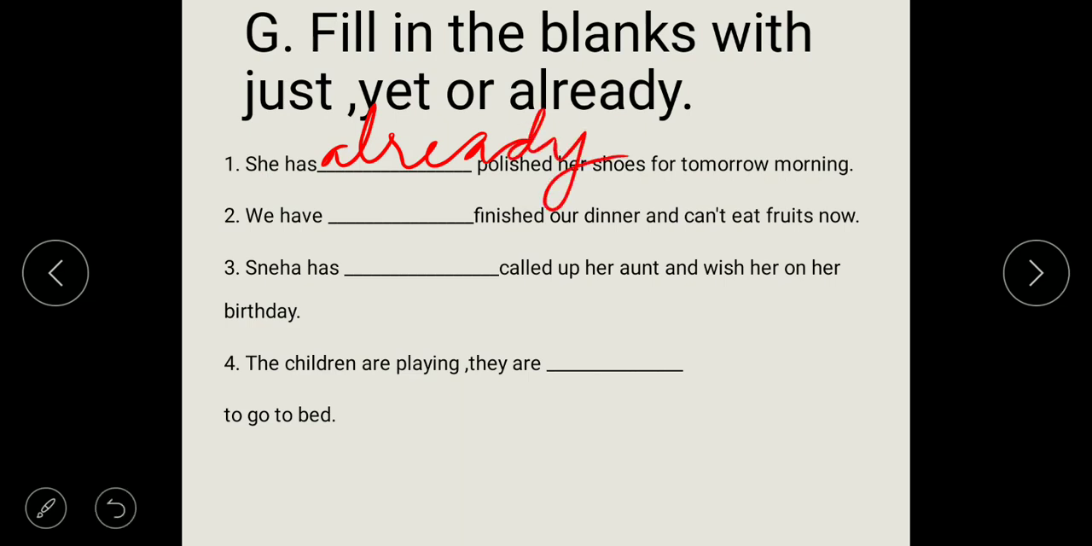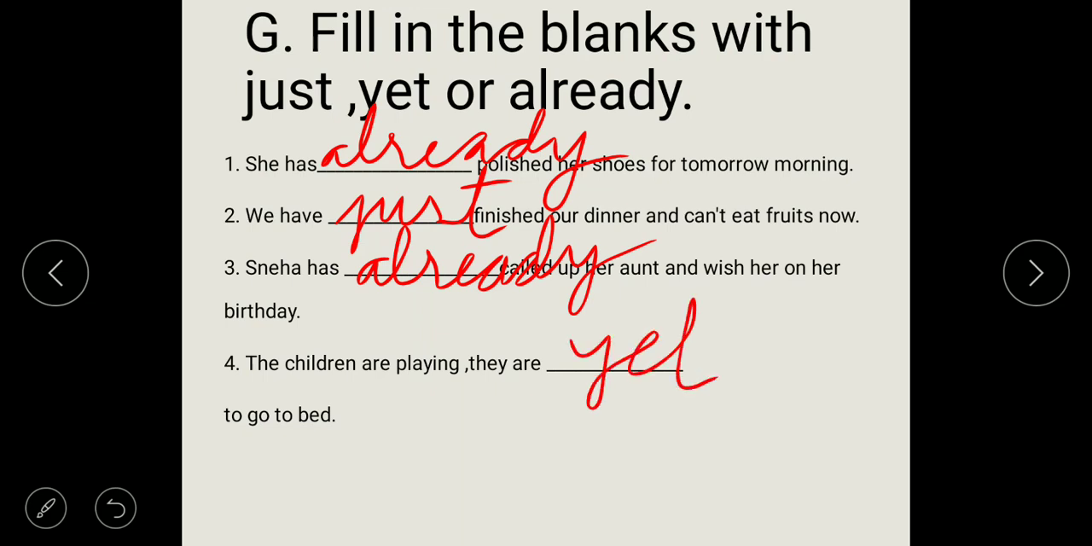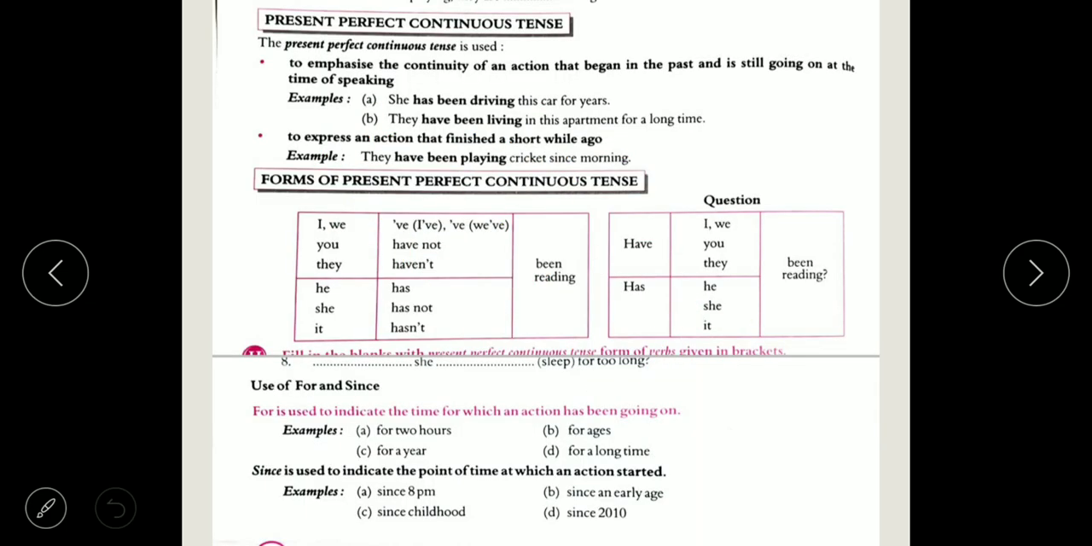Second one, we have just finished. We have just finished. Sneha has already called up. The children are playing. They are yet to go to bed. Okay. Next one, present perfect continuous tense.